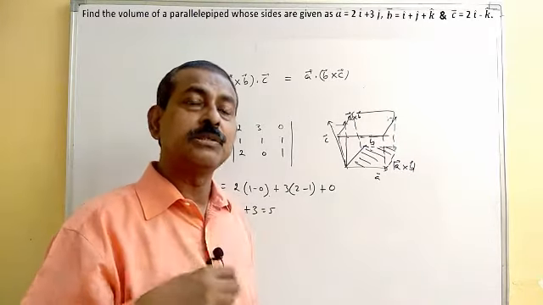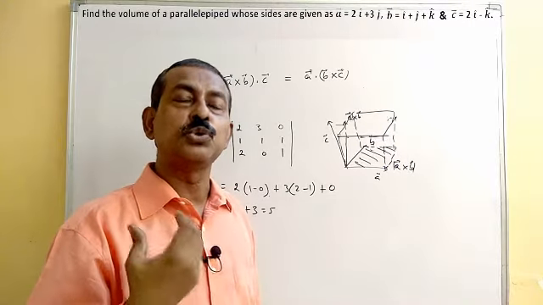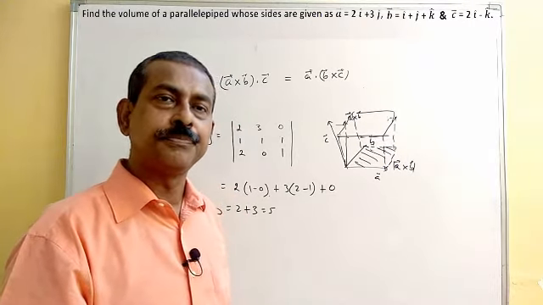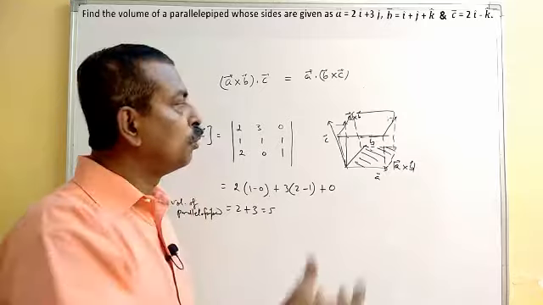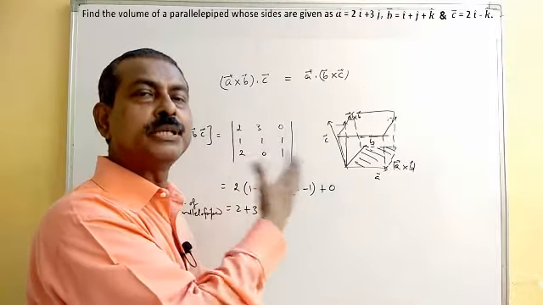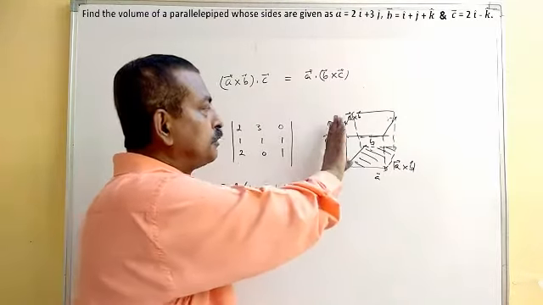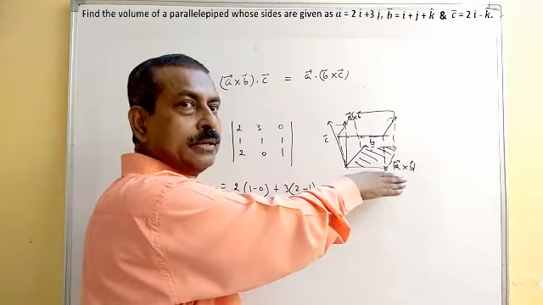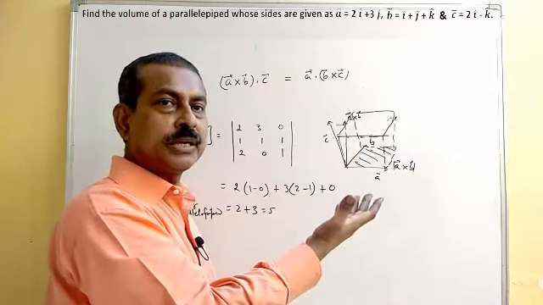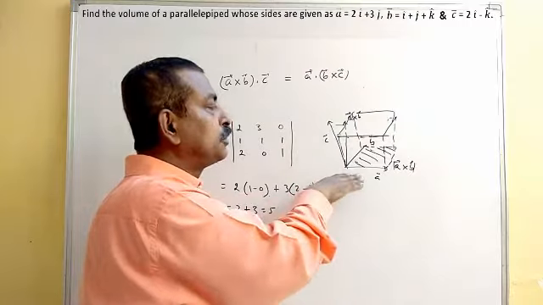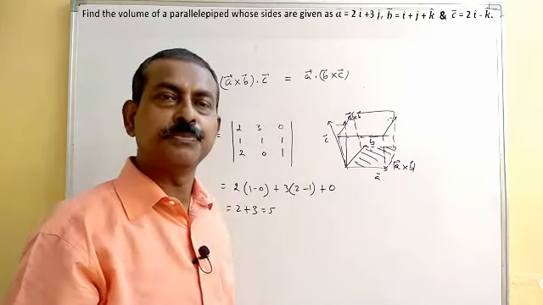Here, if it is asked that three vectors are given and you have to show that they are coplanar, then what will you show? You will show that the volume of the parallelepiped is 0. Because if all are lying in the same plane, then the corresponding height will be 0. So in that case, the volume of the parallelepiped will be 0.